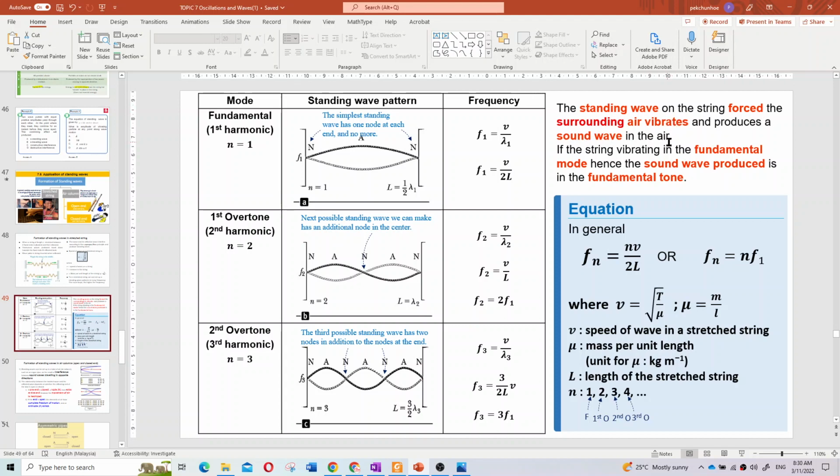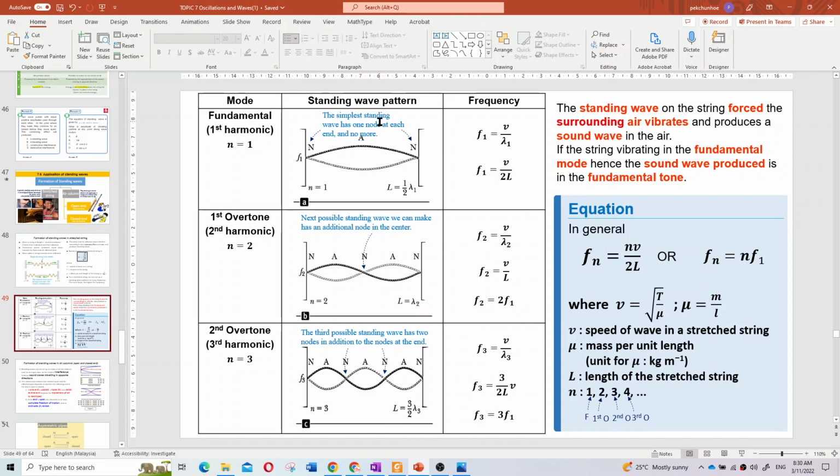Just like what I explained just now, that's why you can hear the beautiful music from the guitar or violin. The string vibrates in the fundamental mode, hence the sound wave produced is also in the fundamental tone. So the string vibrates at fundamental mode, so the air particle also vibrates at fundamental mode. It vibrates at the same frequency as the string.